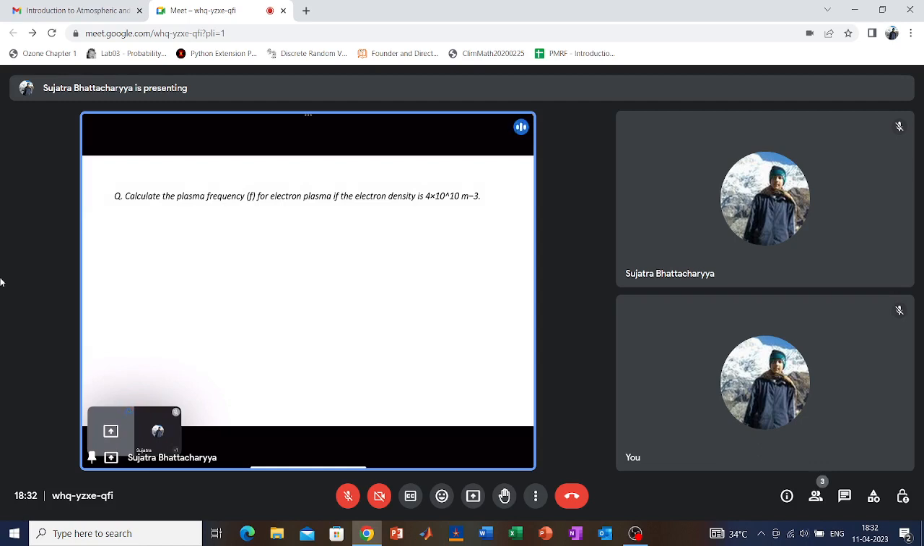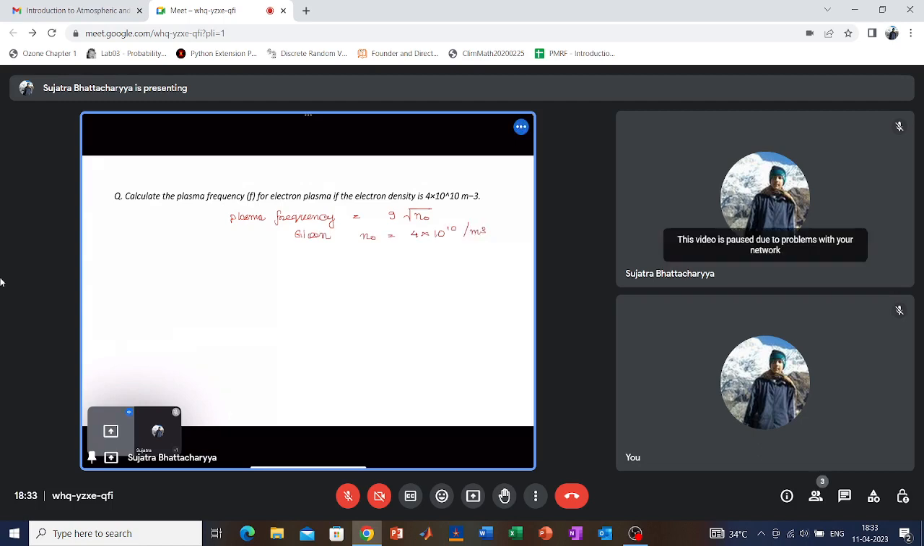Okay, now this is the last question. Calculate the plasma frequency f for electron if the electron density is 4 into 10 to the power 10. So this plasma frequency is given as 9 root n naught. Given n naught is 4 into 10 to the power 10 per meter cube, right?